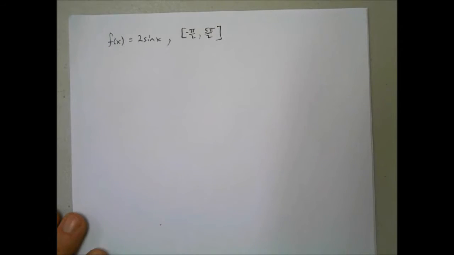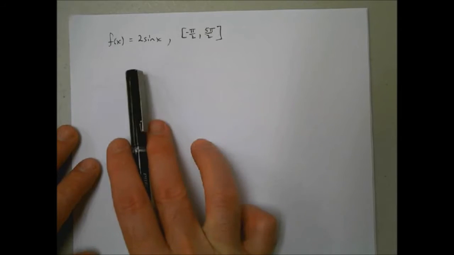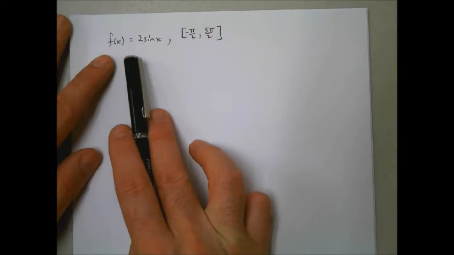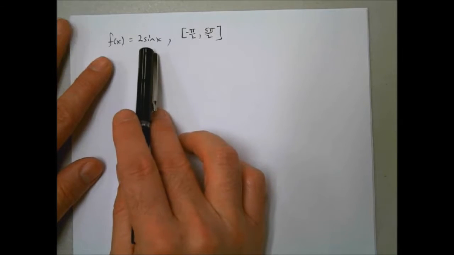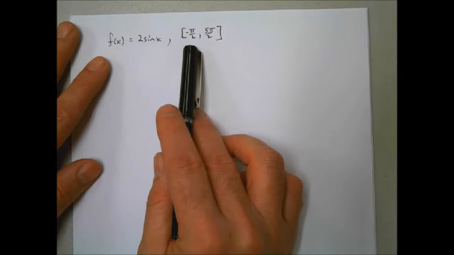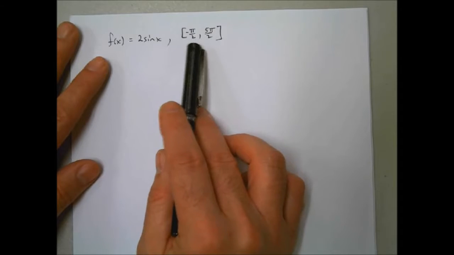Okay, so the second problem, I wanted to go over a mean value theorem problem. Somebody was asking me about this earlier in the day today. So f of x equals 2 sine x, that was the function, and the closed interval was negative pi over 2 to 5 pi over 2.